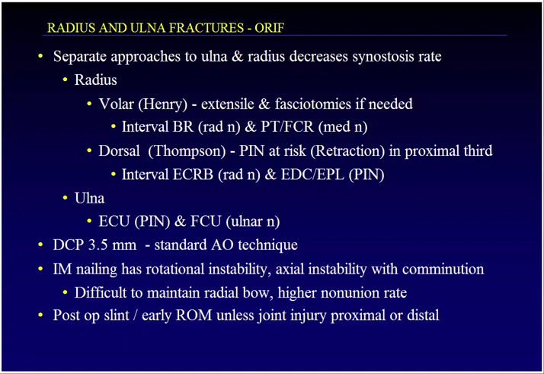What about intramedullary nailing? That has been looked at, and really is no longer advocated due to the fact that you cannot get adequate rotational stability, you cannot get adequate axial stability, and it's very difficult to maintain the radial bow. And again, the most important determinant of long-term functional outcome in forearm fractures is to anatomically restore the radial bow.